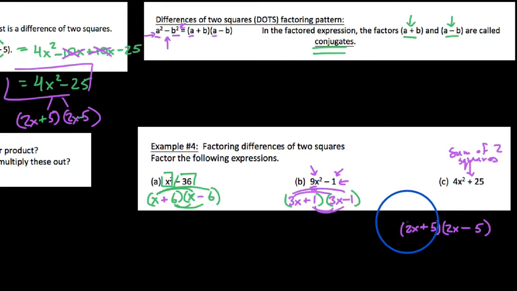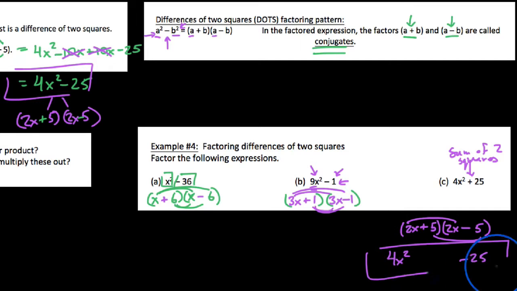What I want you to see is, if we check our work, we would certainly get the 4x squared. That totally works, and we get a negative 25 in the back. And the middle terms would cancel out. As a matter of fact, this is not the same thing as what you started with. So I tell people, play around with this. Could we change our factors so that we get 4x squared plus 25?